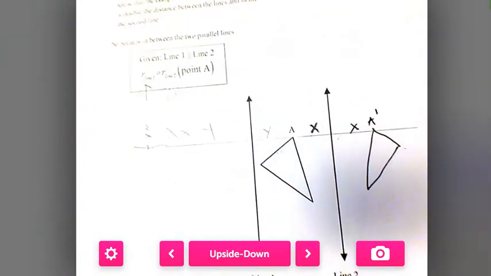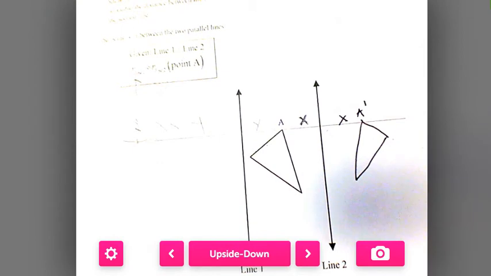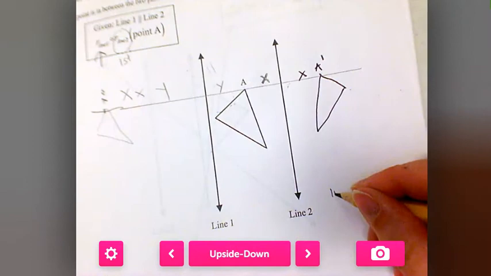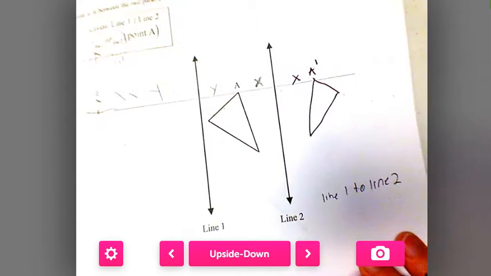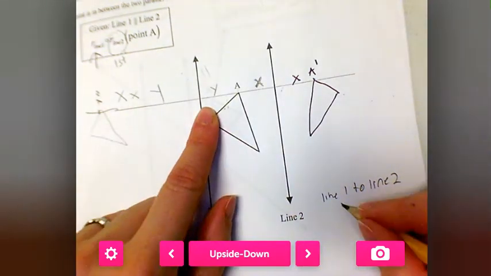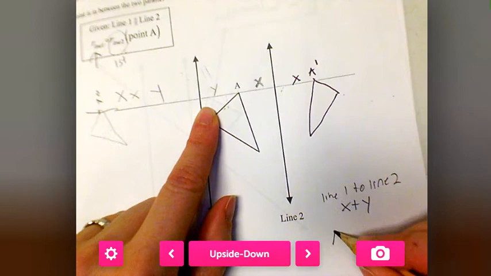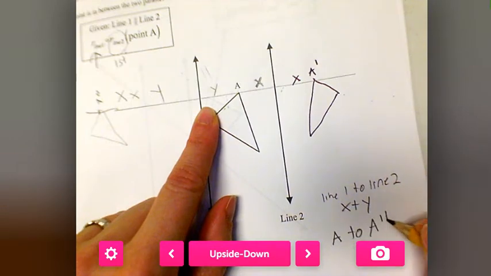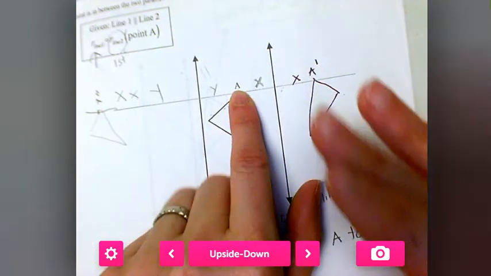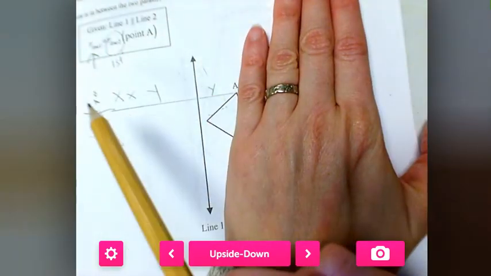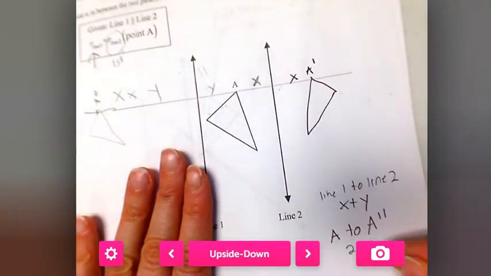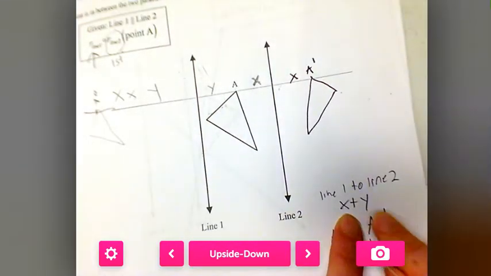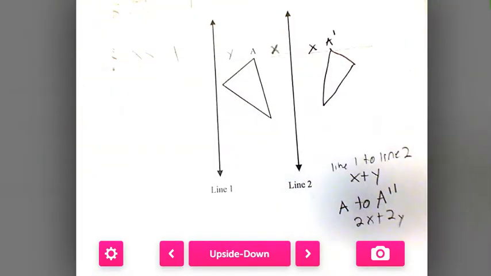Now the most important part, you will not get full credit on your quiz if you don't at the bottom say line 1 to line 2, and what is the distance between line 1 and line 2? X plus Y. And now you have to say A to A double prime is how much? Y plus X plus X. 2X plus 2Y. It always should be double of this. Questions, comments, concerns about this so far?